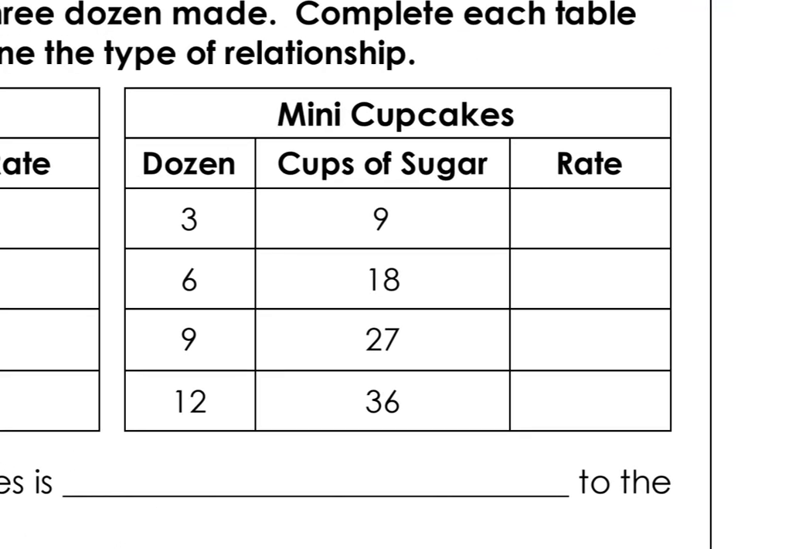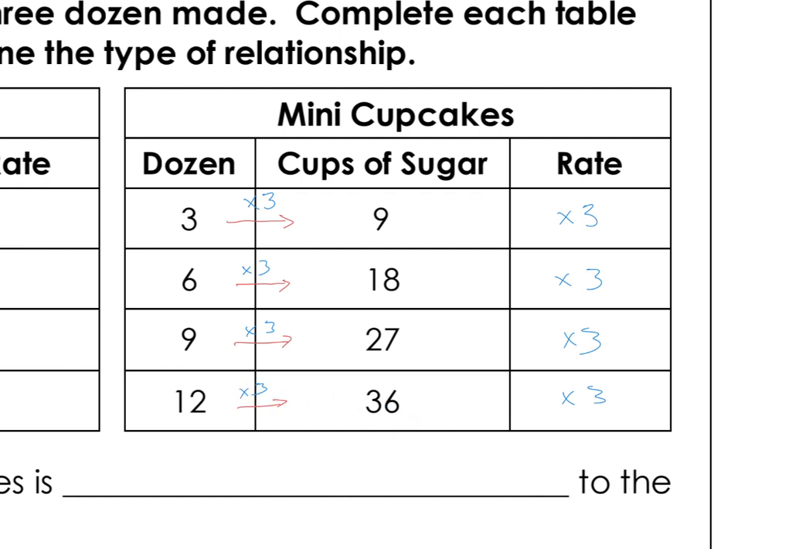If you're going to make 3 dozen cupcakes, how many cups of sugar do you need? Well, you could probably figure this math out just by looking at it. That's times 3. So the rate here is times 3. And then if you go down and you say how many cups of sugar for 6 dozen mini cupcakes, again, you could probably figure out this math. That's also times 3. And if you are kind of looking ahead, you're going to notice that all 4 of these are times 3. 3 times 3 is 9, 6 times 3 is 18, 9 times 3 is 27, 12 times 3 is 36.